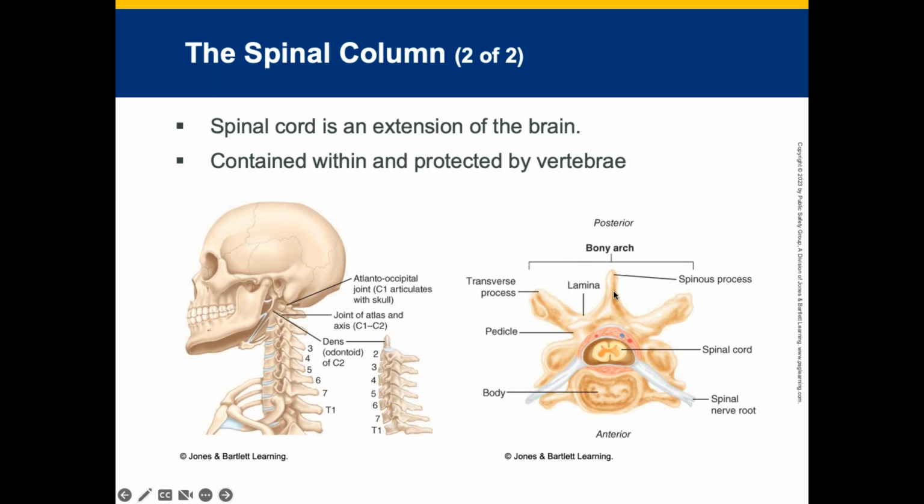The second cervical vertebra, C2, is known as the axis, the point at which the head rotates from side to side. The spinal cord is an extension of the brain, which is contained within and protected by the vertebrae of the spinal column, as you can see here. The interior part of each vertebra consists of a round, solid block of bone called the body. The vertebrae are connected by ligaments, and between each vertebra is a cushion called the intervertebral disc.